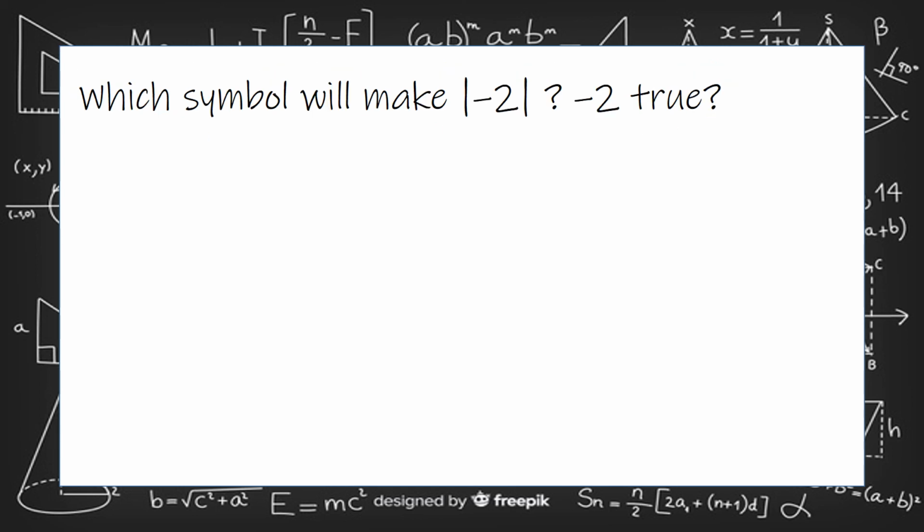Which symbol will make this true? So the absolute value of negative 2, how many spots away from 0 is negative 2? Well, it's 2 spots. Remember, absolute value is always positive. And I've got 2 and negative 2 there. So 2 is greater than negative 2, and that would make it true. So greater than is the answer you would choose.